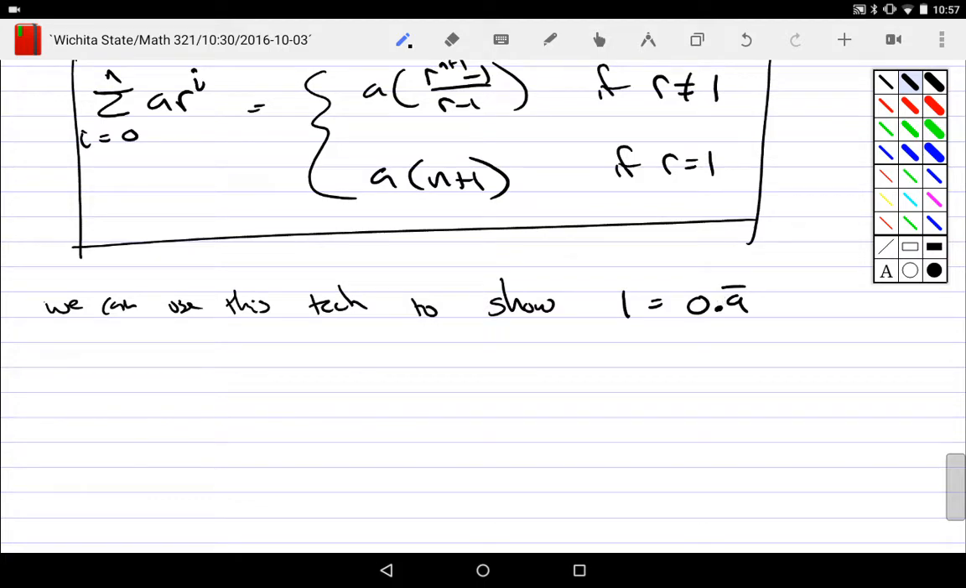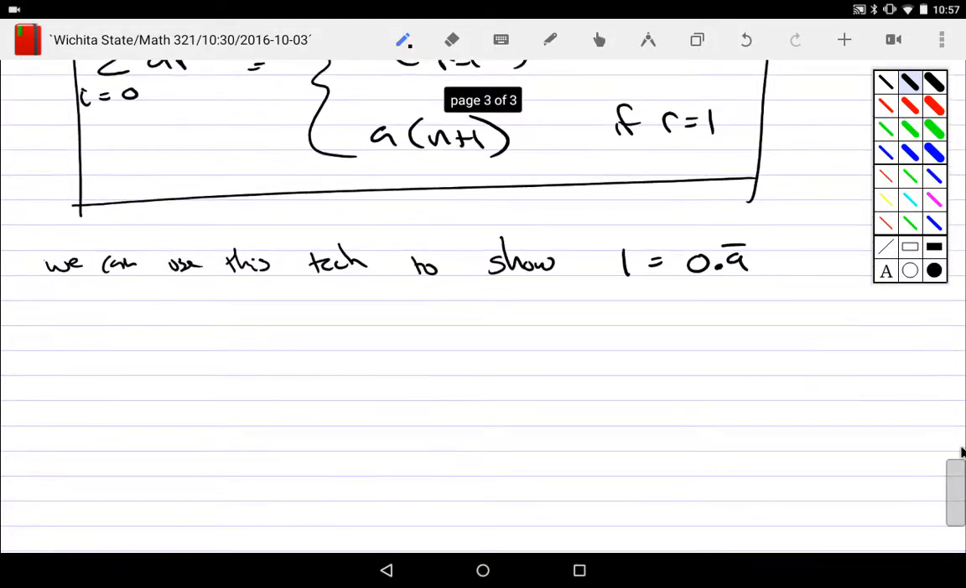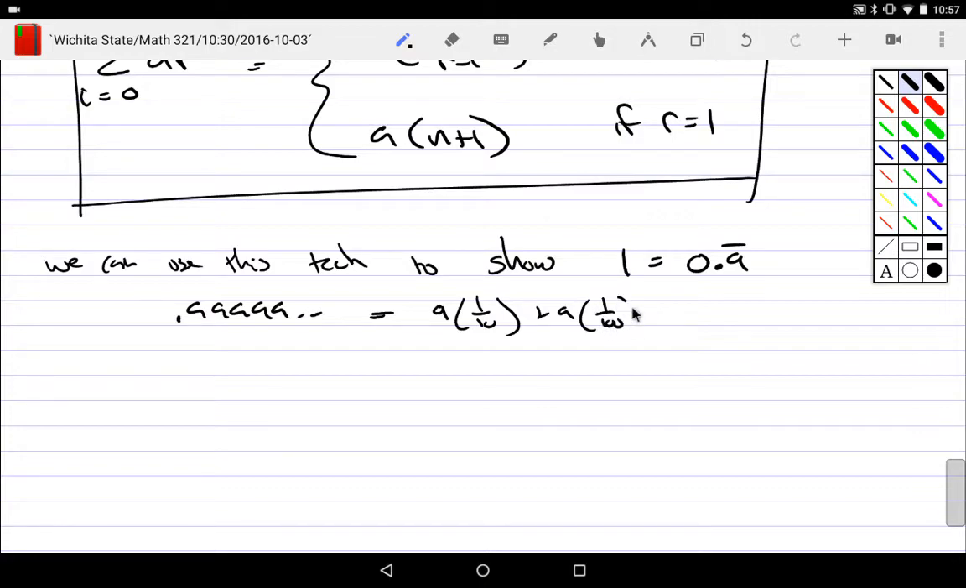That one is 0.9 repeating. All right, how can we show that? Well, what is 0.9 repeating? 0.99999 is really what? It is 9 times 1/10 plus 9 times 1/100 plus 9 times 1/1000 plus dot, dot, dot, right?